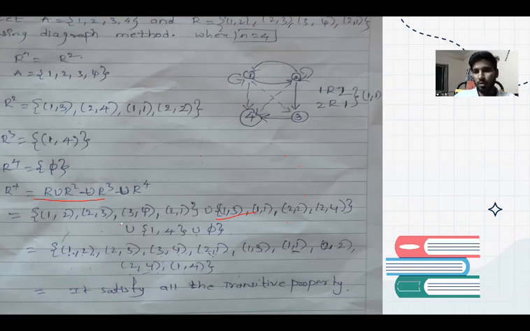Using the transitive relationship, (1, 2) and (2, 3) are present, and (1, 3) is also present. Like this we can find the relation. It satisfies the transitive property, so it is a transitive closure.